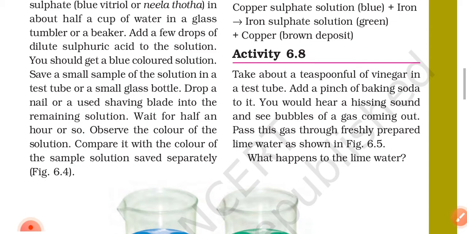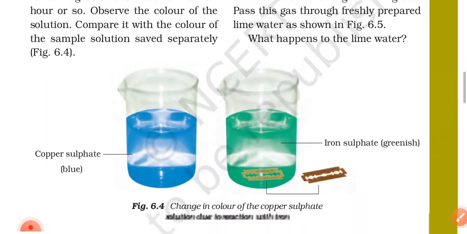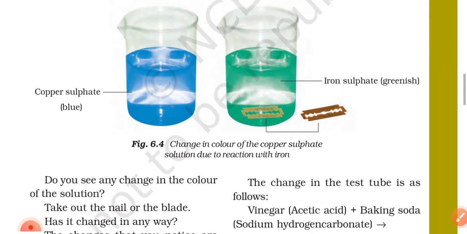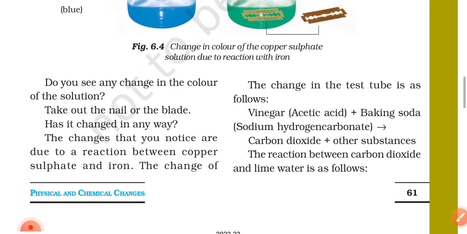Wait for half an hour or so. Observe the color of the solution. Compare it with the color of the sample solution saved separately. Figure 6.4: change in color of the copper sulfate solution due to reaction with iron. Copper sulfate, blue; iron sulfate, greenish. Do you see any change in the color of the solution?